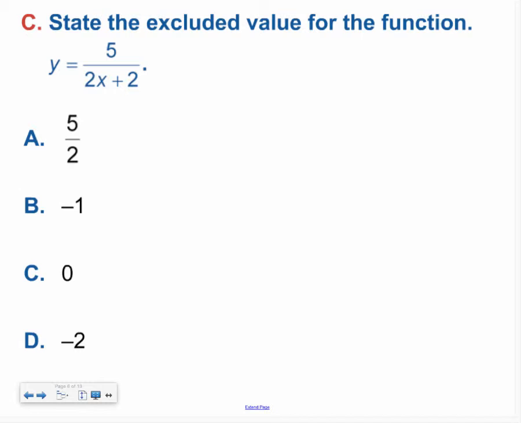All right, try to find the last one. Okay, hopefully you ended up with negative 1. If not, be sure to ask either myself or a friend. You could have solved it like this, and then solved from there.